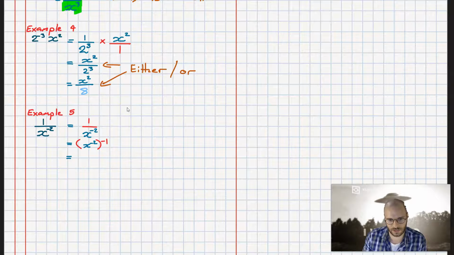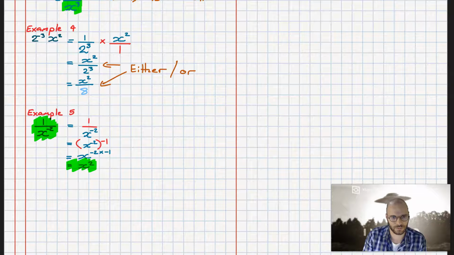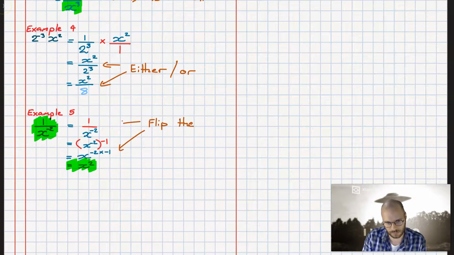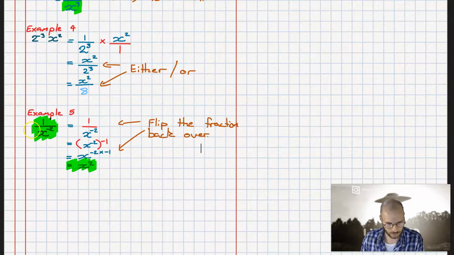Rather, what we'll do is we'll use the index law around multiplication of brackets, or powers on brackets, and we'll go x to the negative 2 times negative 1, and it will come out to be x squared. So what you find is that in an example like this, you simply flip the fraction back around. So we want to be avoiding multi-level fractions at all costs because they're just confusing to work with.